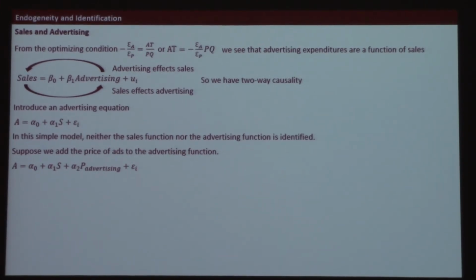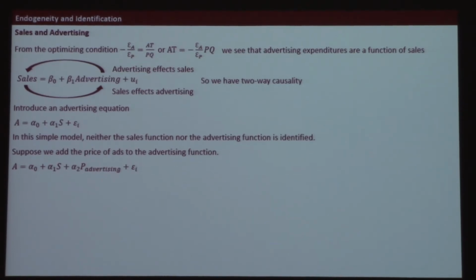So remember what we did to identify a demand curve. We needed something that shifts the supply curve, but doesn't affect the demand curve. And we use that to trace out the demand curve, right? We shift that supply curve, trace out the demand curve. We're doing the same thing here. We need something that affects advertising, but doesn't directly affect sales, so that we can identify our sales function and get a better measure of our advertising coefficient.